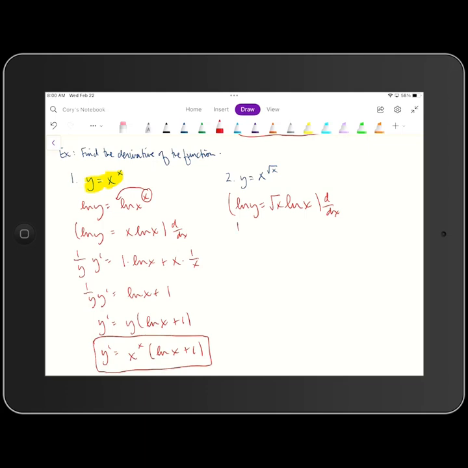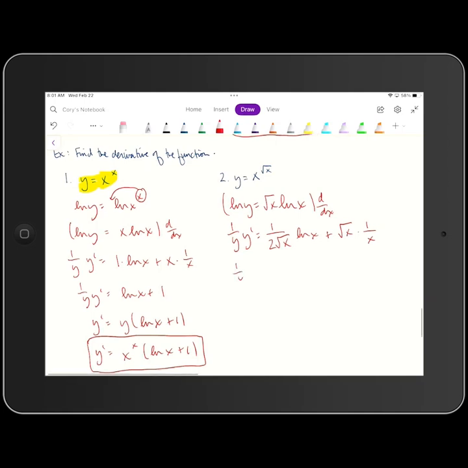So the derivative of the left becomes 1 over y, y prime. Again, when I use product rule to differentiate the right-hand side, the derivative of rad x, whenever I simplify, is 1 over 2 rad x times the second function, the natural log of x, plus the first function, rad x, times the derivative of the second function, which is 1 over x. So we get 1 over y times y prime equal to the natural log of x over 2 rad x, plus rad x divided by x, which simplifies to 1 over rad x.